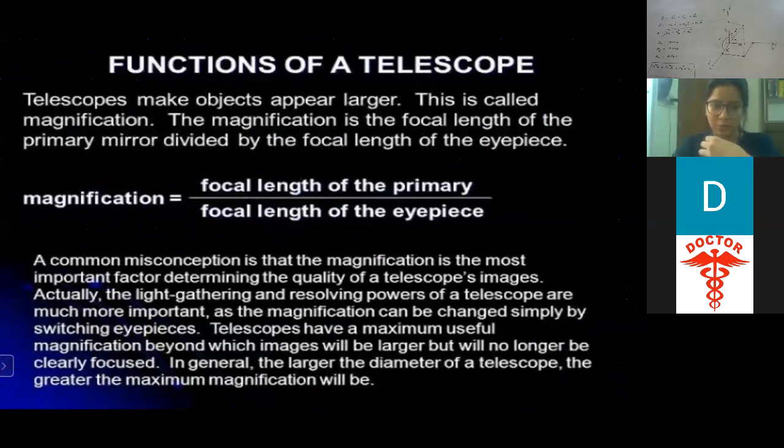Functions of a telescope. A telescope makes objects appear larger. This is called magnification. The magnification is the focal length of the primary mirror divided by the focal length of the eyepiece. A common misconception is that magnification is the most important factor determining the quality of a telescope's image. Actually, the light gathering and resolving power of a telescope are much more important.